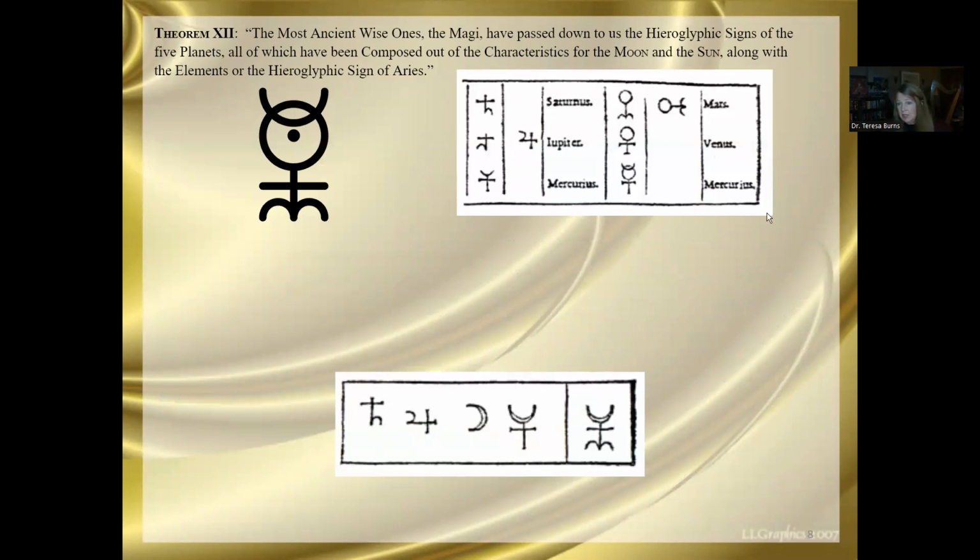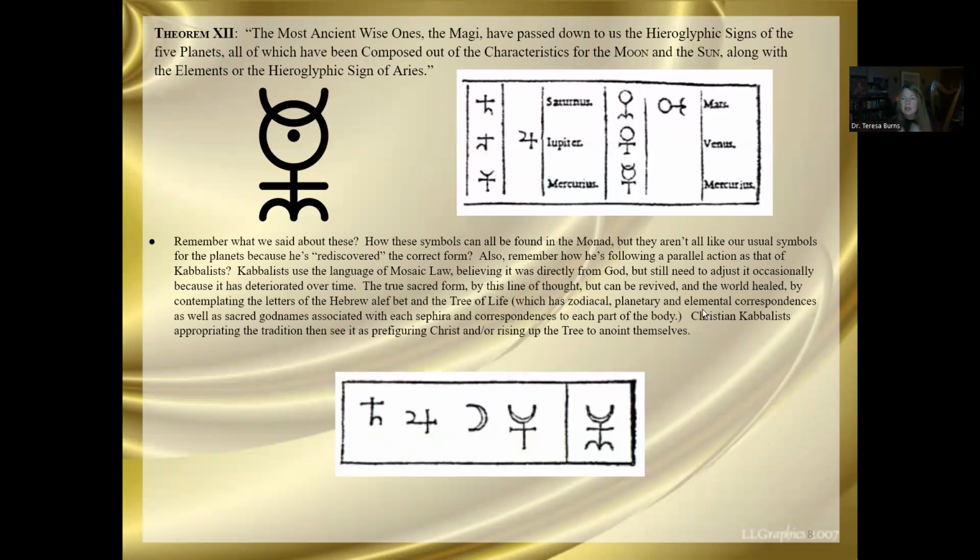In Theorem 12, he gave you these two drawings. He said the most ancient wise ones have passed down hieroglyphic signs of the 5 planets. He has 5 instead of 7 because he's using 2 of them to make up the shapes of all the other, the sun, the moon. He's also using the cross of the elements. He's also using Aries.